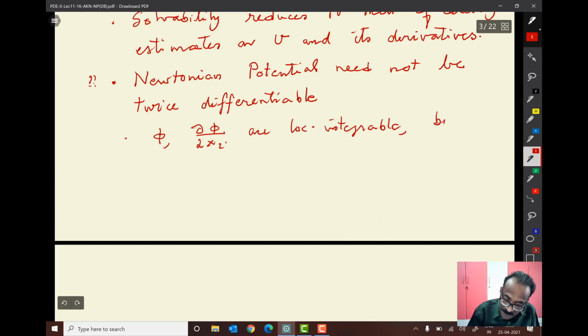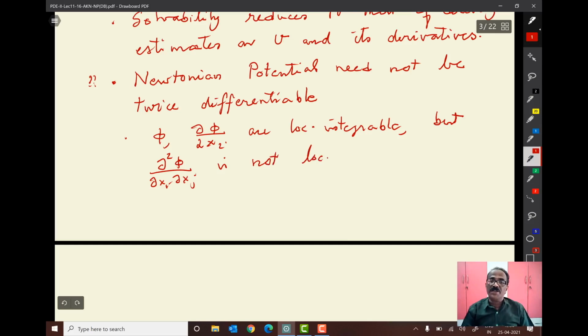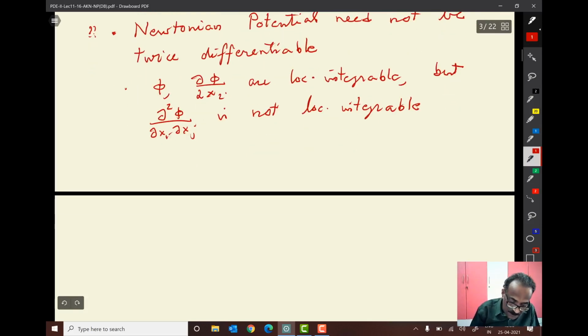But that's where the problem is. The second derivative d square phi by dxi dxj is not locally integrable. So you cannot take the differentiation under the integral sign. You see, the trouble comes there. So this involves regularization of phi.